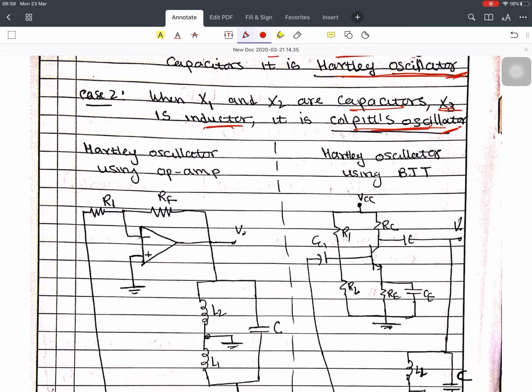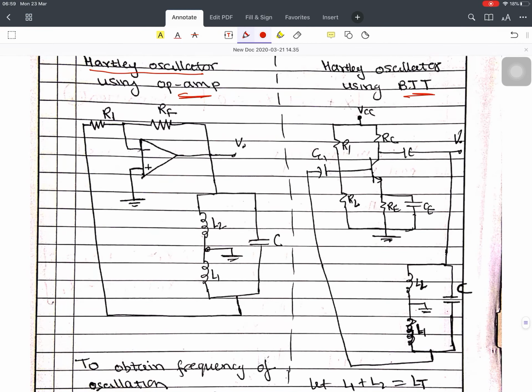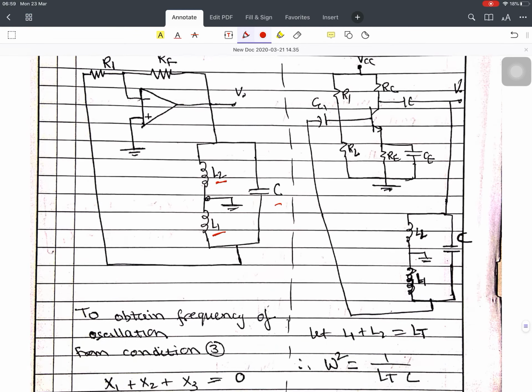First is the Hartley oscillator. Here we are going to design Hartley's oscillator using both types of amplifier, op-amp as well as BJT. So this is the op-amp in inverting configuration, and this is the CE amplifier. You are aware of both the circuits. Look at the feedback: two inductors, one capacitor, so it is Hartley. The feedback network is the same in both. The only thing that changes is the inverting amplifier. It could be inverting using op-amp or CE amplifier.